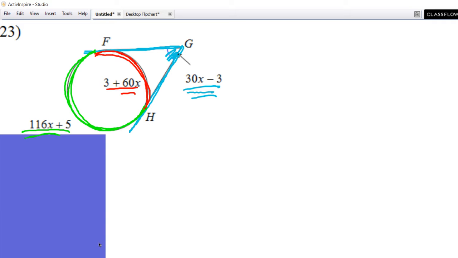I have everything I need, so I'm going to start by using my formula. The formula says that the angle, so the angle is 30x minus 3, equals 1/2 the biggest intercepted arc, 116x plus 5.